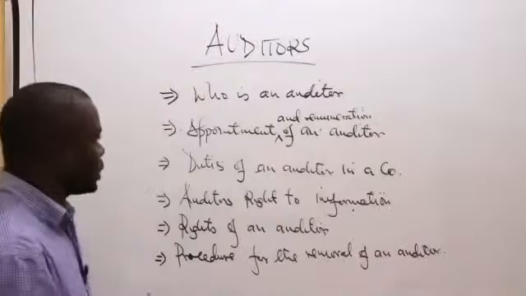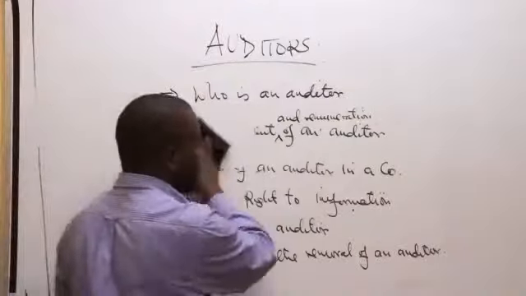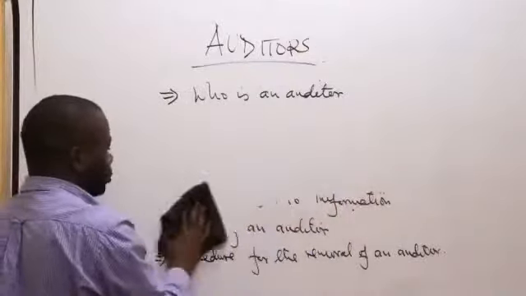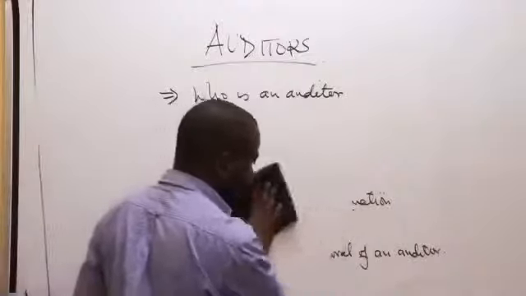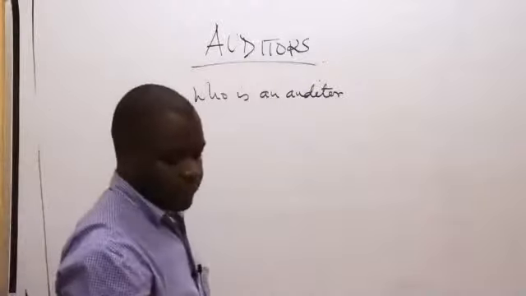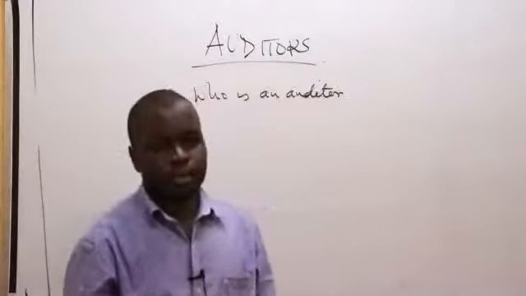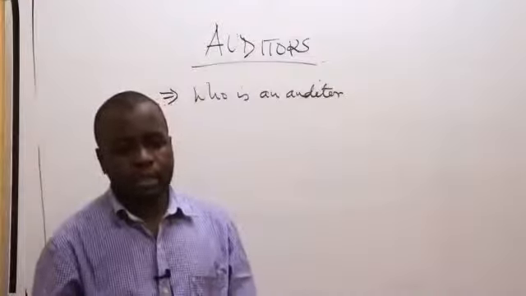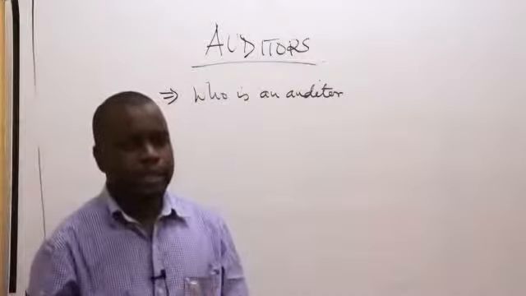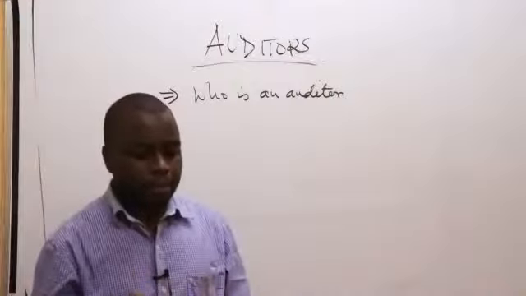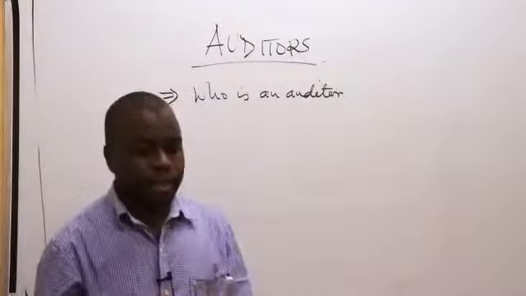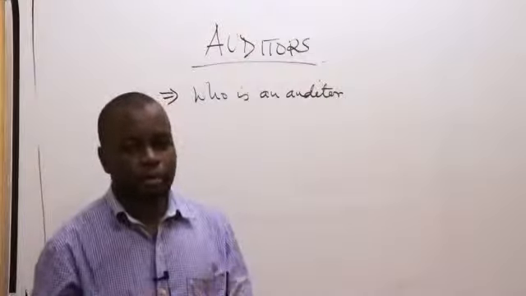So when you talk about an auditor, an auditor is an independent officer who is appointed, most importantly, to protect the interests of investors, or subscribers to the shares of the company. He is an independent officer appointed to protect the interests of the shareholders or investors in a company by being able to check on the affairs of the company and ascertain whether they reflect a true and fair view about the company.